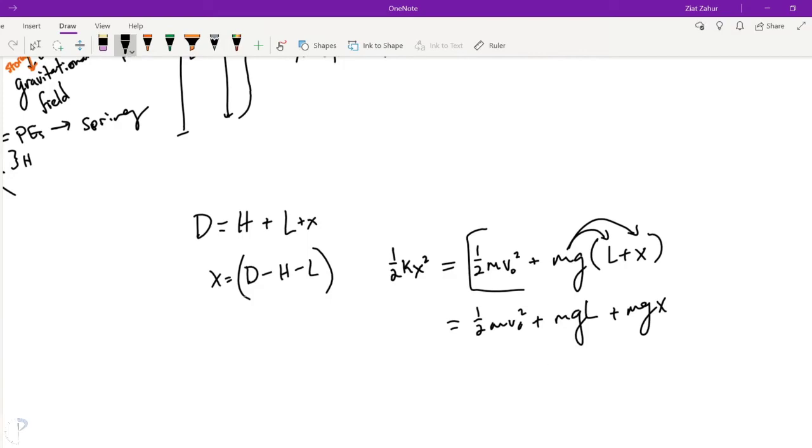I guess I'll just do it. Too late now. Times 2 divided by x squared is equal to k. And then we have to substitute the d minus l, h minus l.